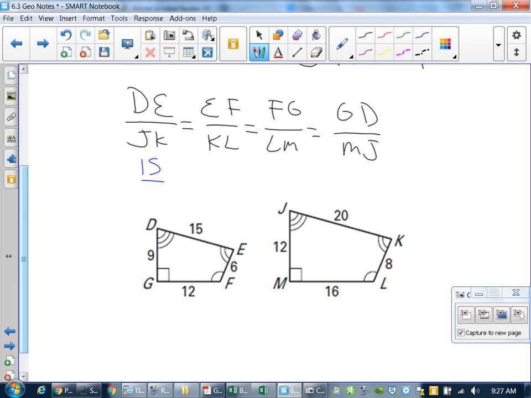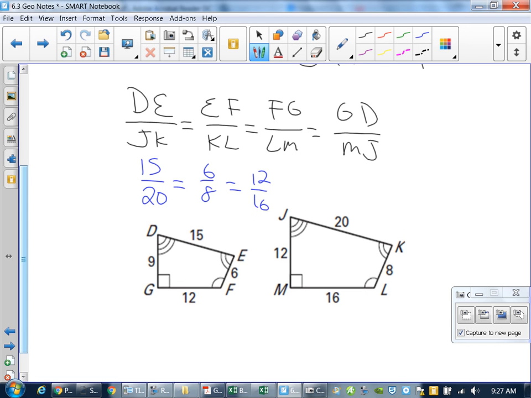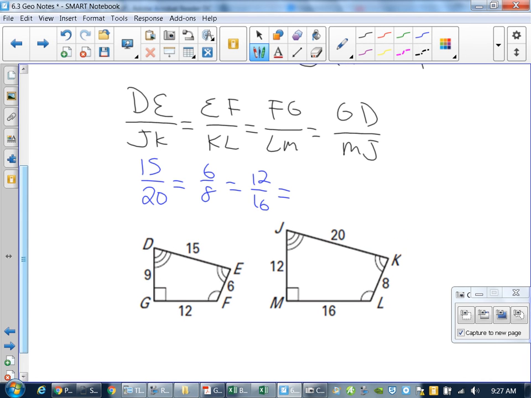15 over 20. Does that equal 6 over 8? Does that equal 12 over 16? Does that equal 9 over 12? You guys remember the easy way to check all your fractions? Yeah. How? Calculator. That's it. All you're doing is putting each one of those individual fractions in the calculator to check and see if it simplifies to the same thing. That's it. And some of these are pretty quick. You could probably tell right away.